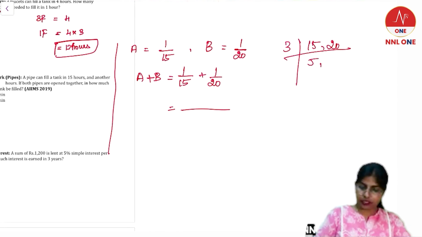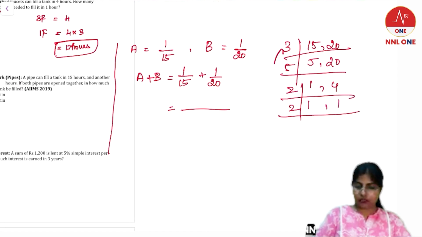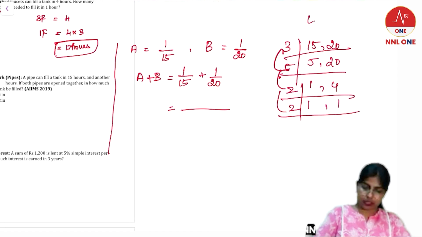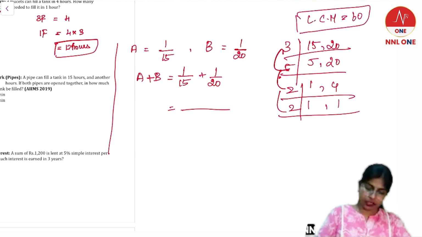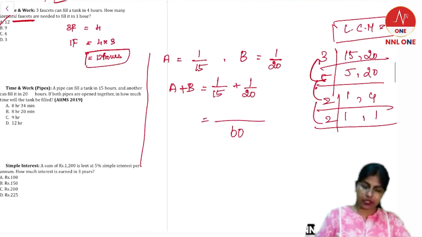3 into 5, 20, 5, 4, 2, 2. Okay. So 3 into 5 is 15, 15 twos are 30, 30 twos are 60. LCM is 60. Okay, 60. 15 how many times are 60? 15 into 4 is 60. And 20 into 3 is 60. 4 plus 3 is 7.